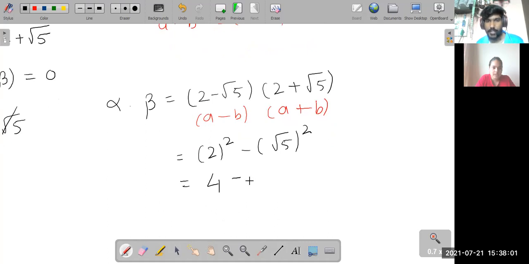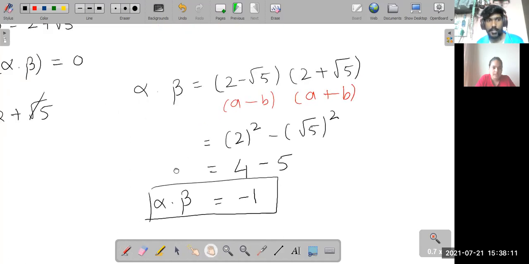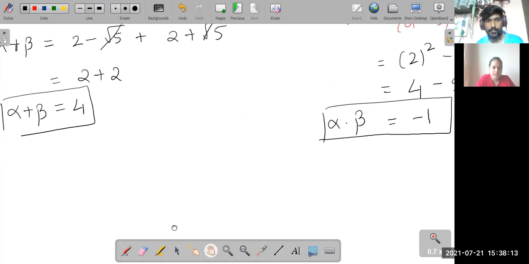What is the square of 5? Yes, 5. And this is 4 minus 5, that is minus 1. So alpha into beta is minus 1. So then you will have to put it in the formula again, right? Yes, we could have substituted it just done together, right?